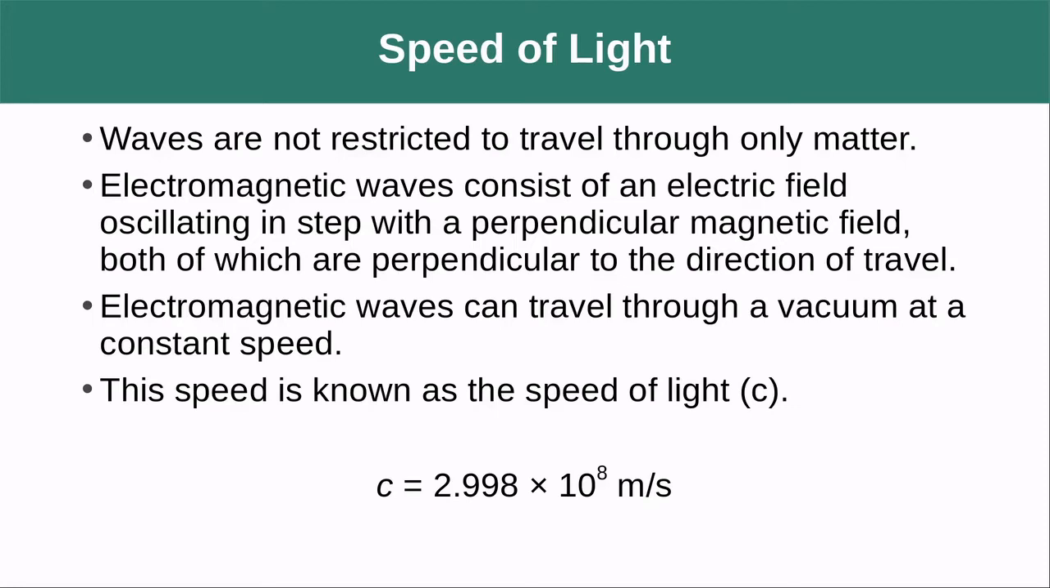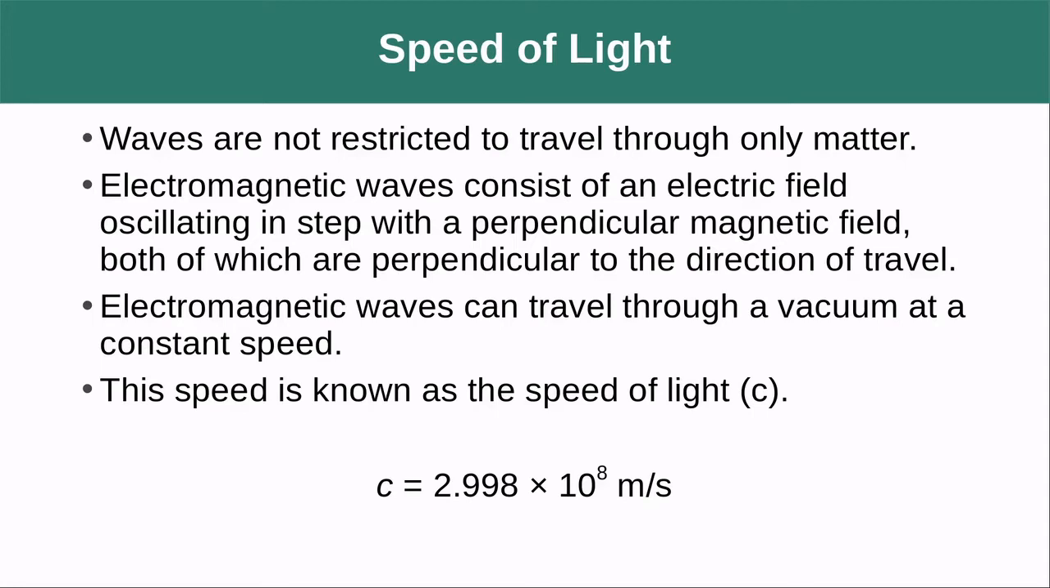And these consist of an electric field oscillating in step with a perpendicular magnetic field, both of which are perpendicular to the direction of travel. That is a big statement that would be covered a little bit more in a Phys 2 course, electricity and magnetism. We're not really going to get into that too much here, but we're going to talk a little bit more about how electromagnetic waves interact with matter.